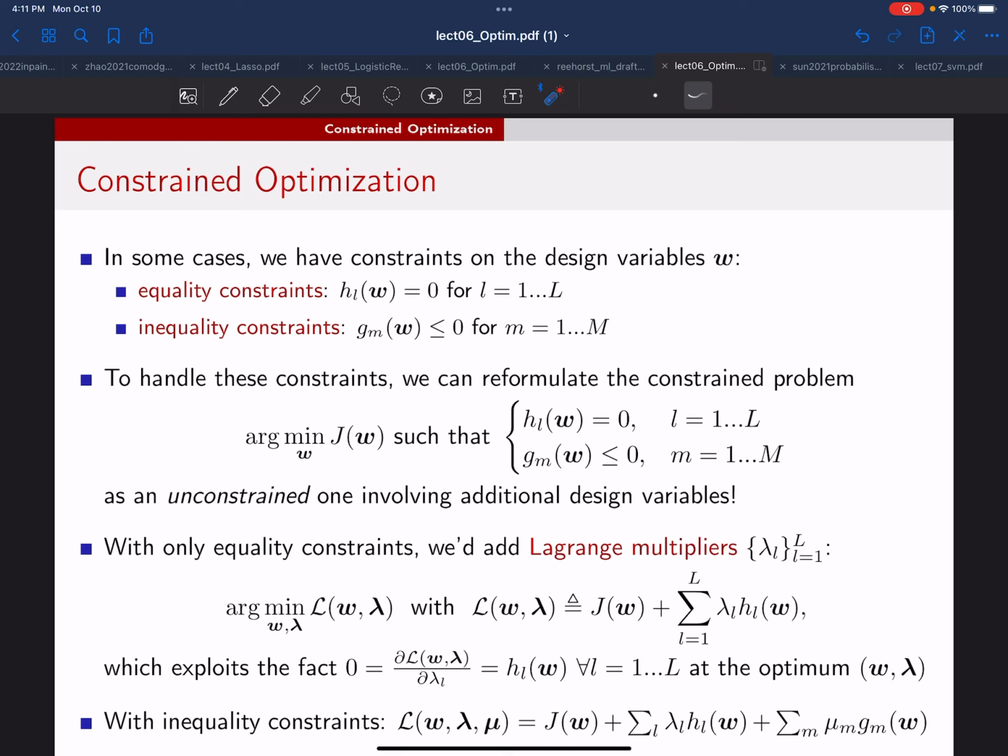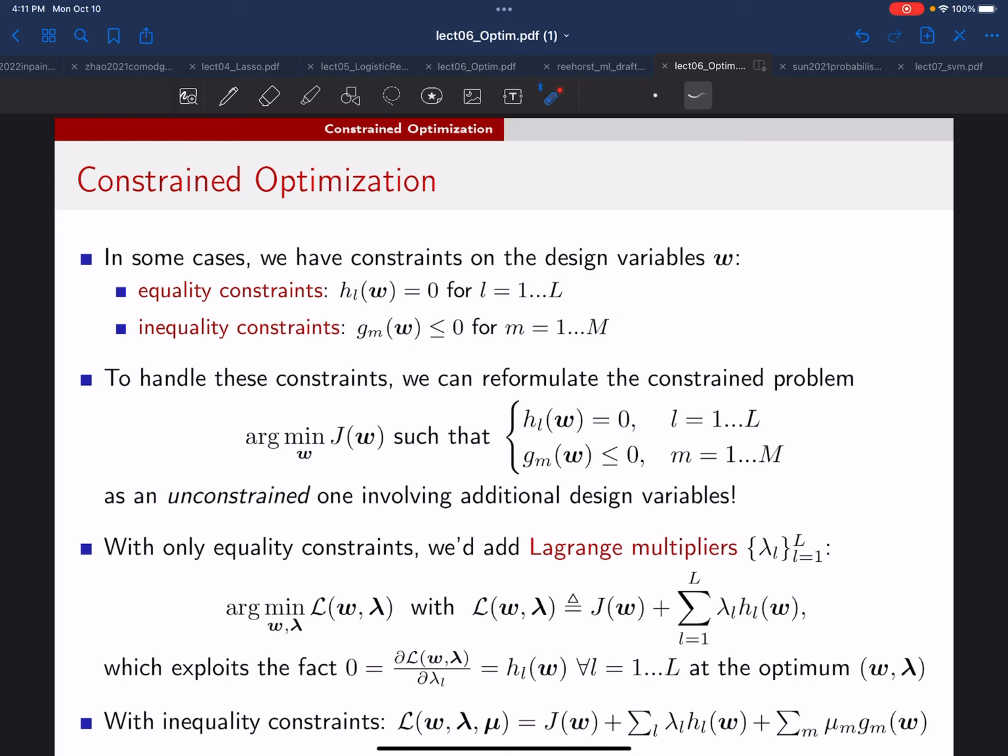So let's say we're talking about a vector W. Sometimes you can have equality constraints, which means that there's some function that you can apply to W such that you get 0, or you can have inequality constraints where there's some function you apply to W that makes it less than or equal to 0. So these are different things that can happen. You can have a multitude of these different functions.